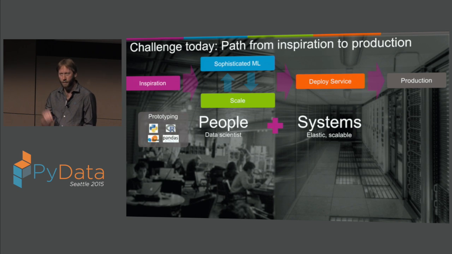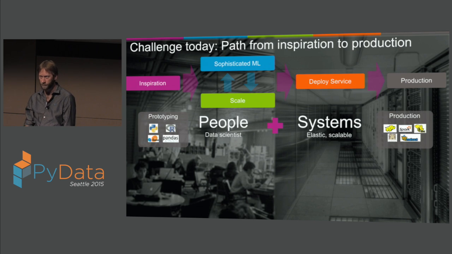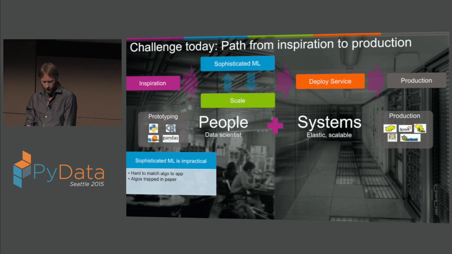And ultimately, when I go to production, I need to figure out how to translate those initial prototypes into a deployed production system. And usually that's a different ecosystem, a different set of tools. So in this process, typically we all see the same problem. Sophisticated machine learning is impractical. A lot of the advanced stuff is trapped in papers.